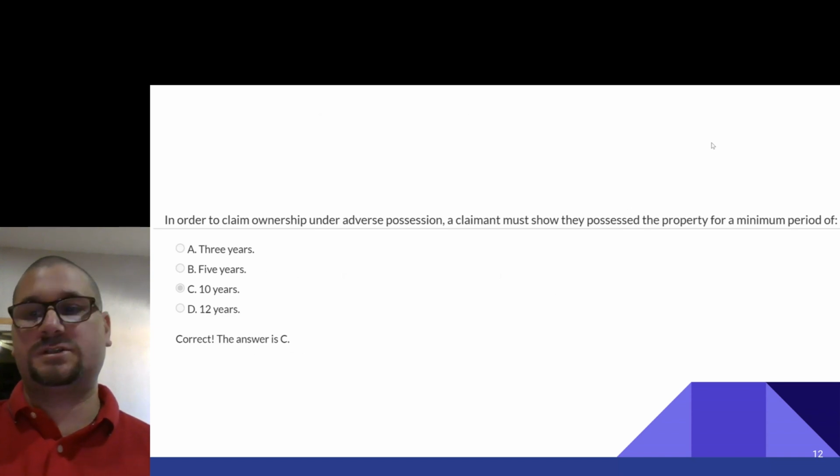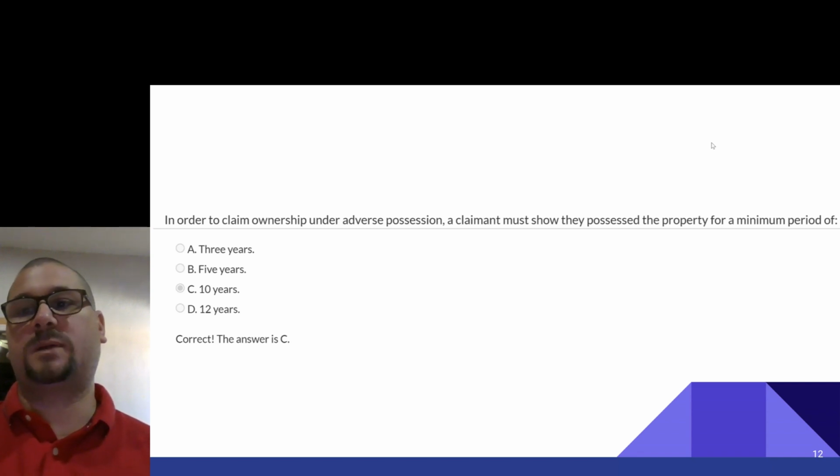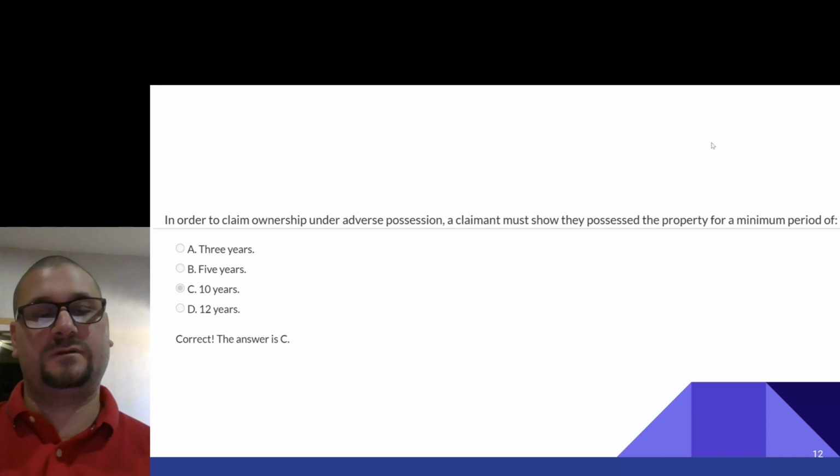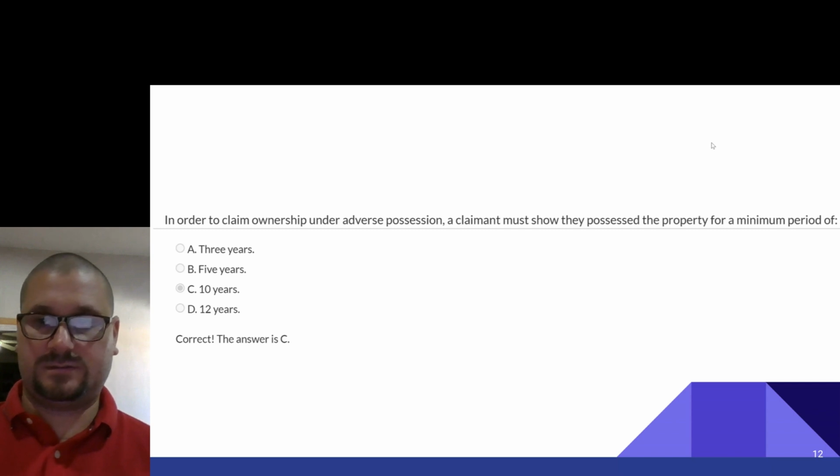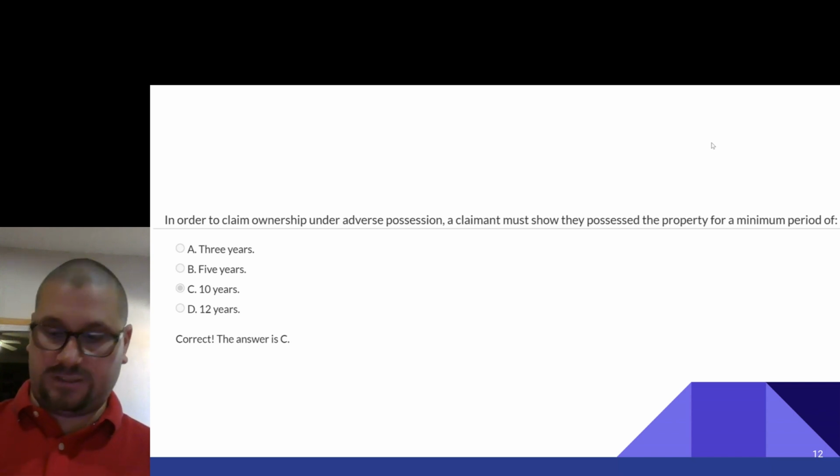In order to claim ownership under adverse possession, a claimant must show they possess the property for a minimum of 10 years.